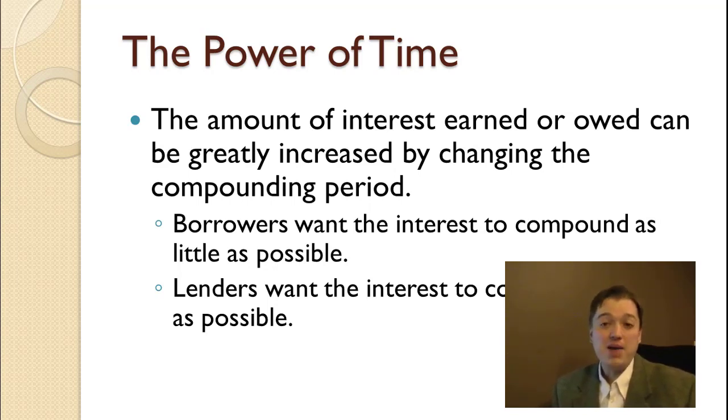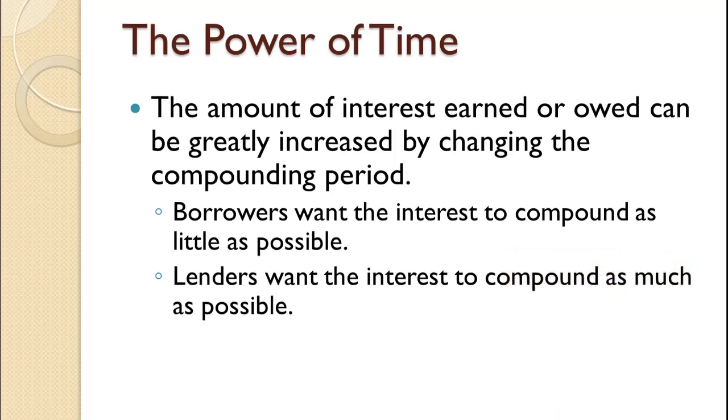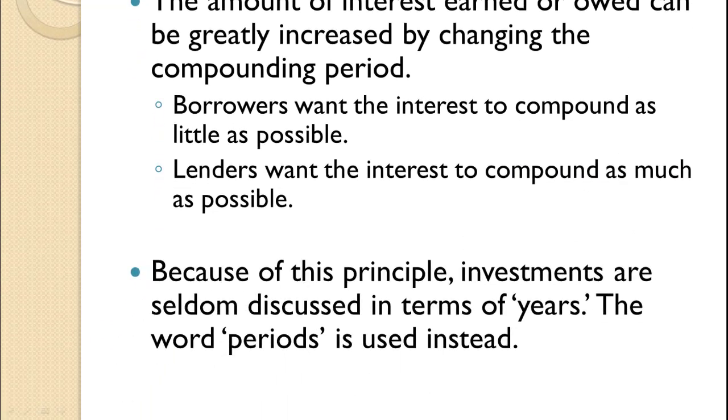For example, I pay monthly on my house. We all pay monthly on our credit cards. They compound monthly. But the bank, for my savings account, only pays me once a quarter. So the bank's got money coming in both ways, right? They're saving money by not compounding our savings very often and making extra money by compounding our debts much more frequently. Because of this idea, investments usually aren't even talked about in terms of years.